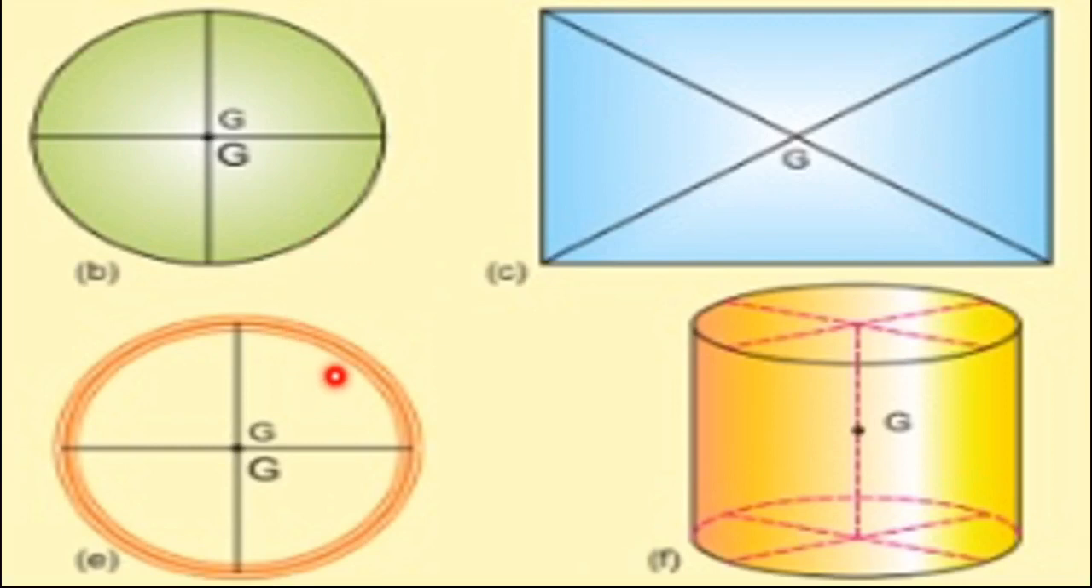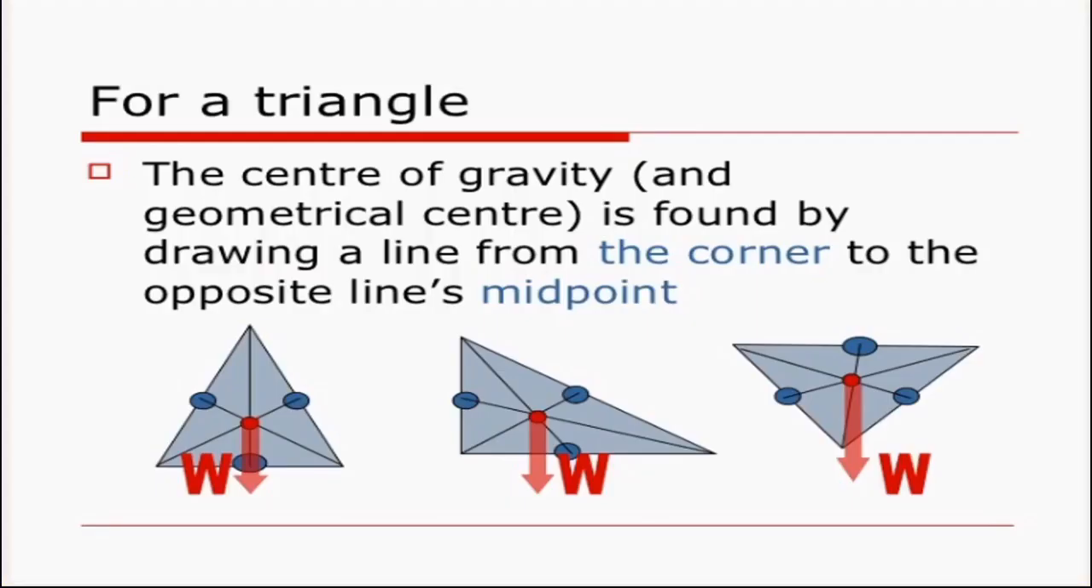There are further shapes like a circular ring. For the circular ring, it is the middle point of the center of the ring. Then what about the solid or hollow cylinder? For a solid or hollow cylinder, it is the middle point of the axis. This is the middle point and this is the axis. So for a solid or hollow cylinder, it is the middle point on its axis.